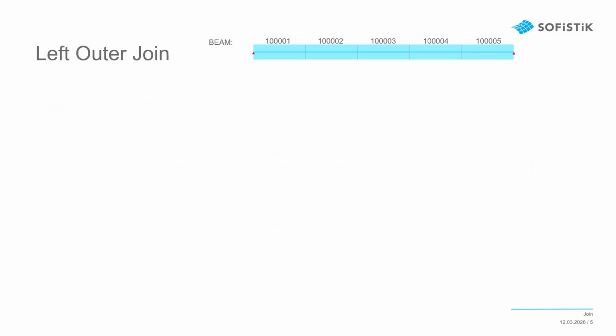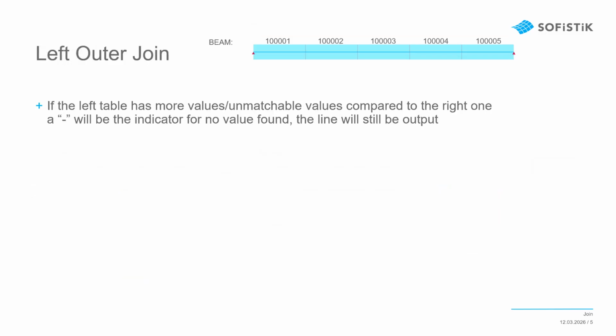In very special cases, you might use the left outer join functionality. This one is a little bit special because what this functionality does is it matches the left, the source table, with the right target table, and sometimes some of the entries are unmatchable or no more values are available at the target table, and these values will then be represented with a minus.